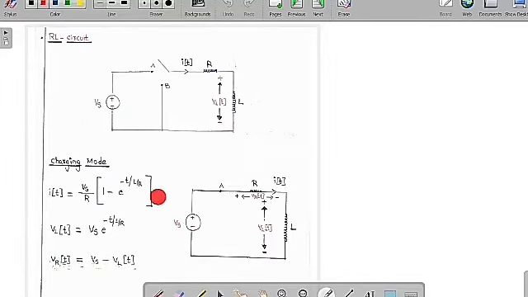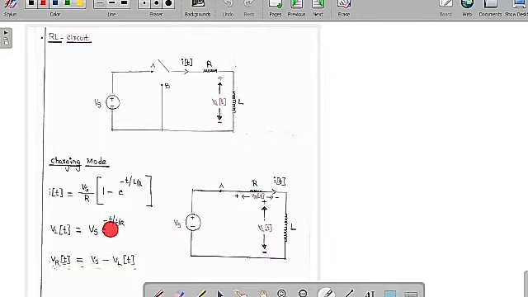Now this is the charging mode case. The voltage across the resistor is VR of t, the voltage across the inductor is VL of t, and i of t is the current in the circuit. As the current increases, the resistor voltage also increases. So VL of t will definitely decrease, because Vs is constant. Therefore VL will decay. VL of t is equal to Vs into e to the power of minus t by tau, where tau is equal to L by R.